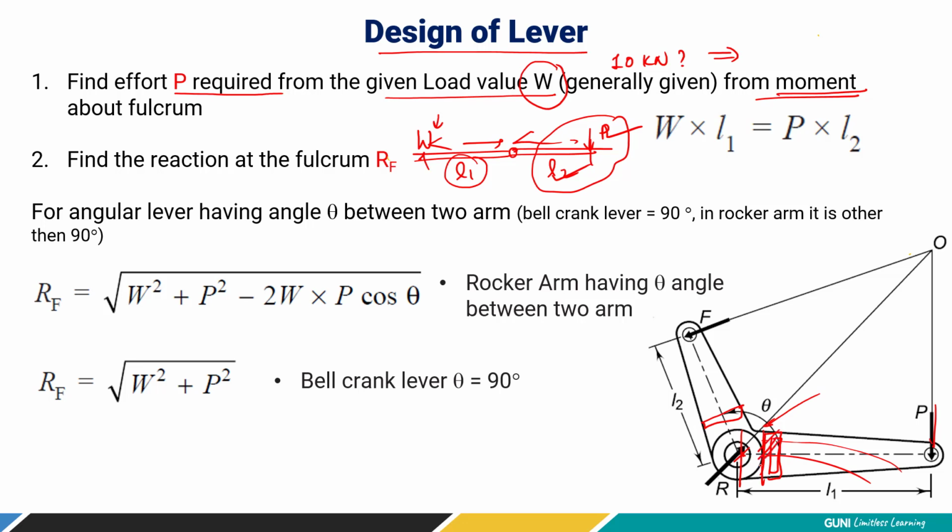We have to find the dimension at this location, not at this location, because this location is far away from the fulcrum position and definitely the stresses are lower at this section. But as mechanical engineers, we know that we have to find the maximum stresses. So in case of a lever, we have to find a section at this location.